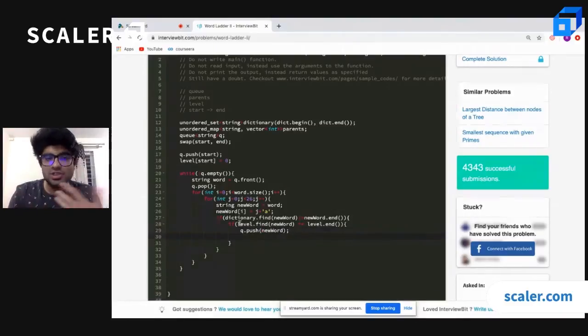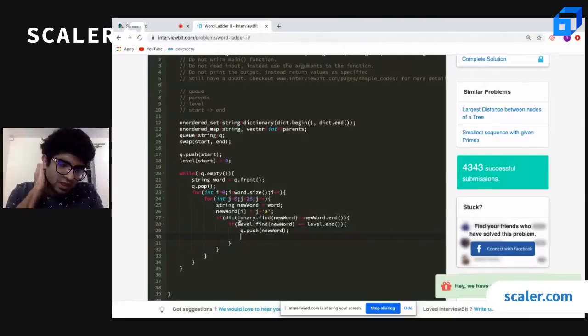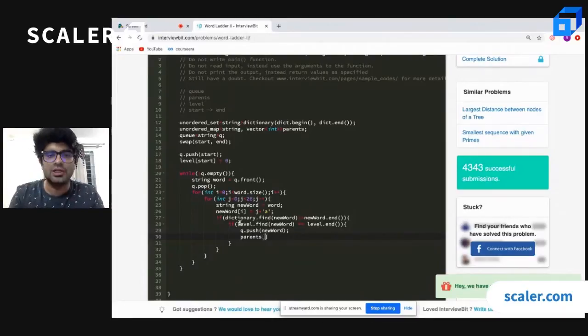Now, as I push that word into the queue, the other thing I need to do, apart from that, is to mark the parents, as I already explained to you.